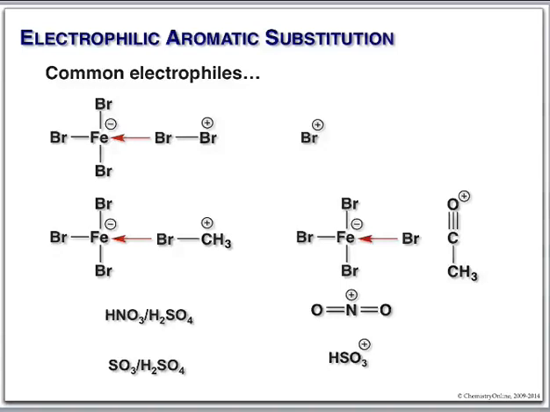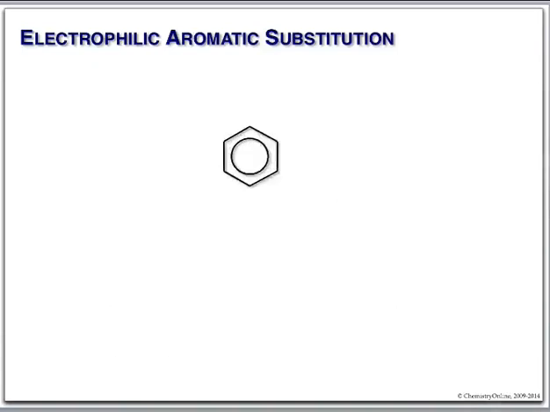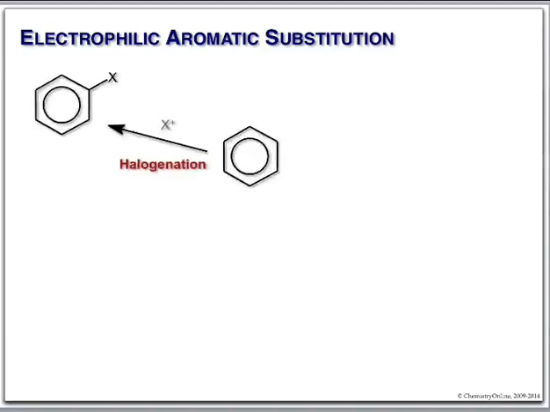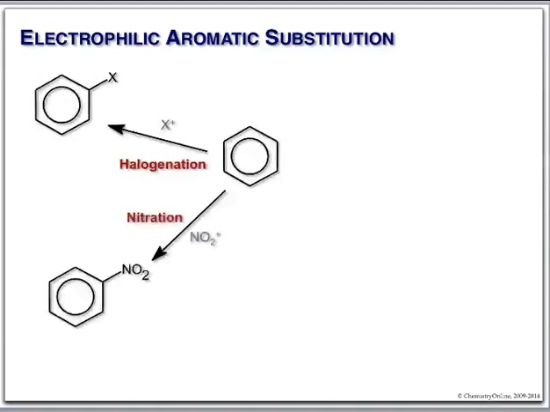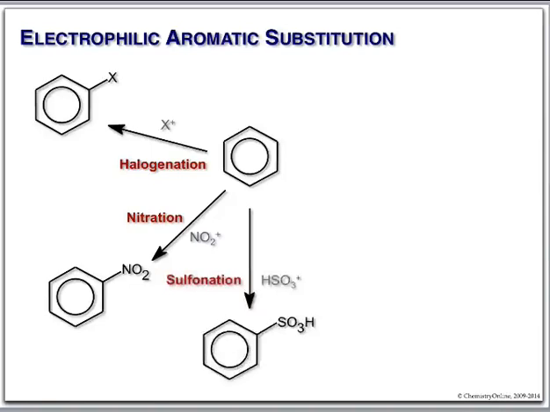Any questions? So the basic reactions we're going to look at are going to be these. We're going to start off with benzene in the presence of halonium ions. So we're going to simply attach the halogen to the ring to make an aryl halide. Nitration. Again, our electrophile here is NO2+, and we get nitrobenzene in this case. Sulfonation. HSO3+ is our electrophile, and we form benzenesulfonic acid.